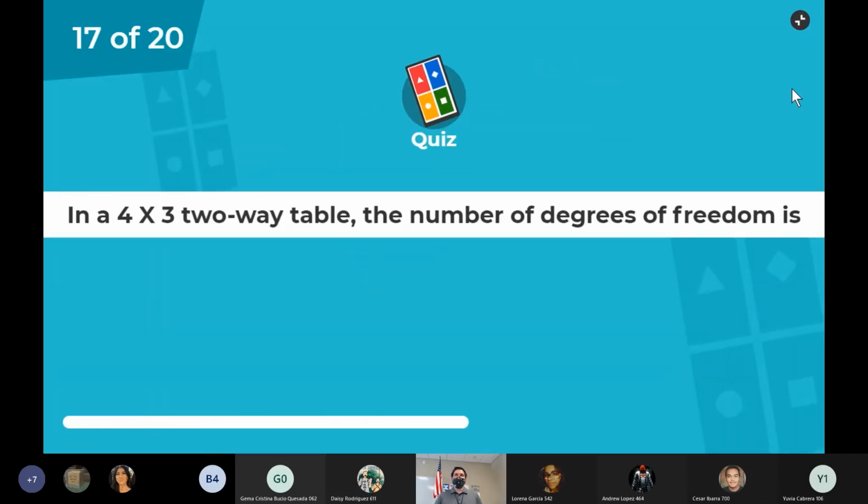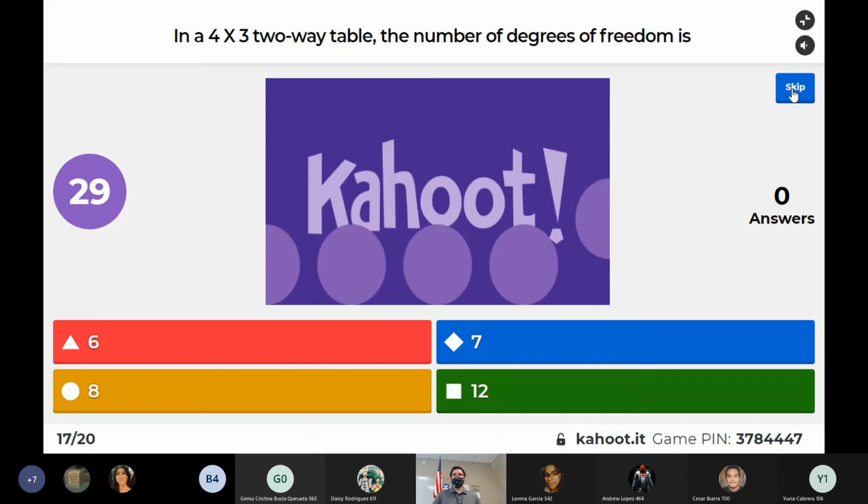In a 4x3 two-way table, the number of degrees of freedom is one of these 4 options. Consider, how do we determine the degrees of freedom when conducting a chi-square test for homogeneity or independence? We have a two-way table.